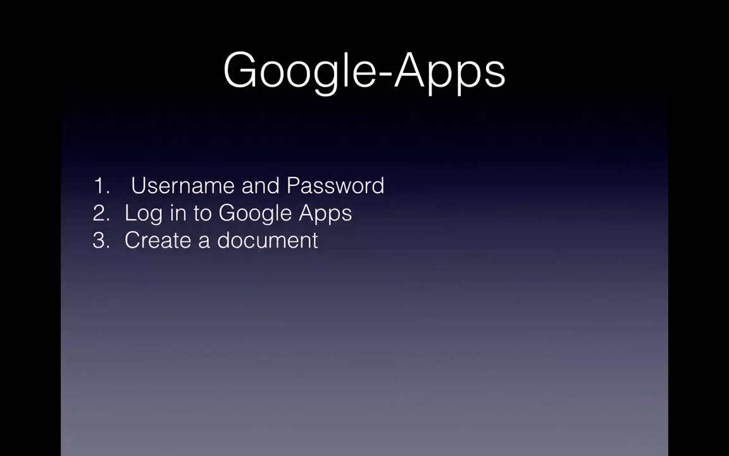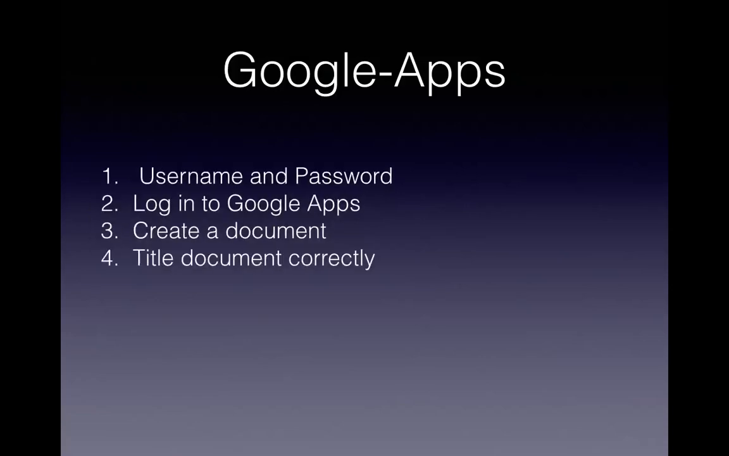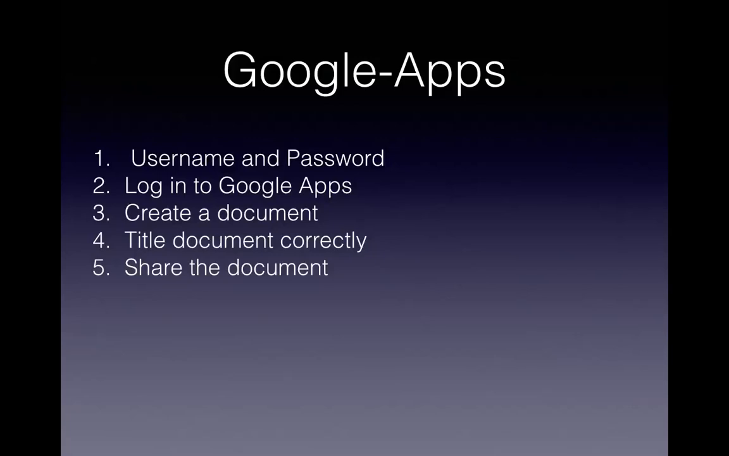We're going to take you to a link, and you're going to log into your account. You're going to create a document using Google Apps. You are going to title the document correctly. Titling is very important. If you do not title your document correctly, then your teacher may not be able to locate your document in Google Apps. So you must do it exactly as you are instructed. And finally, you're going to be able to share that document with your teacher.